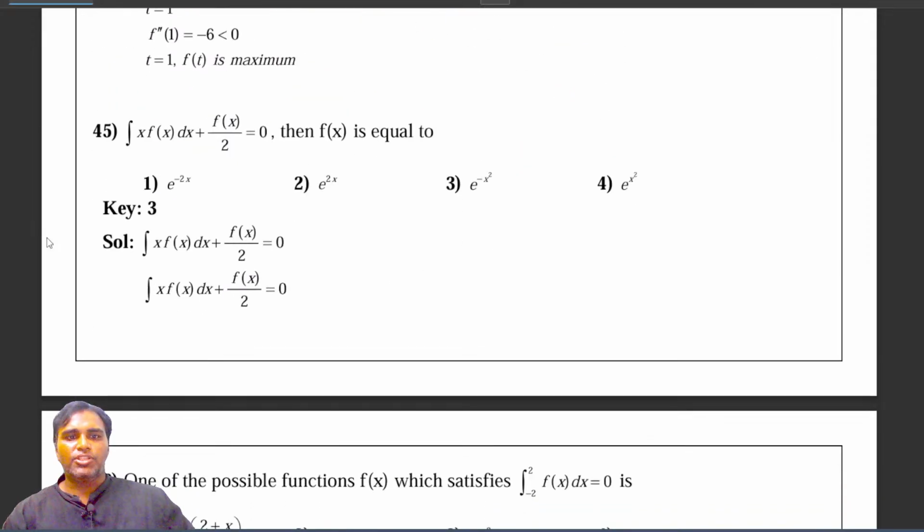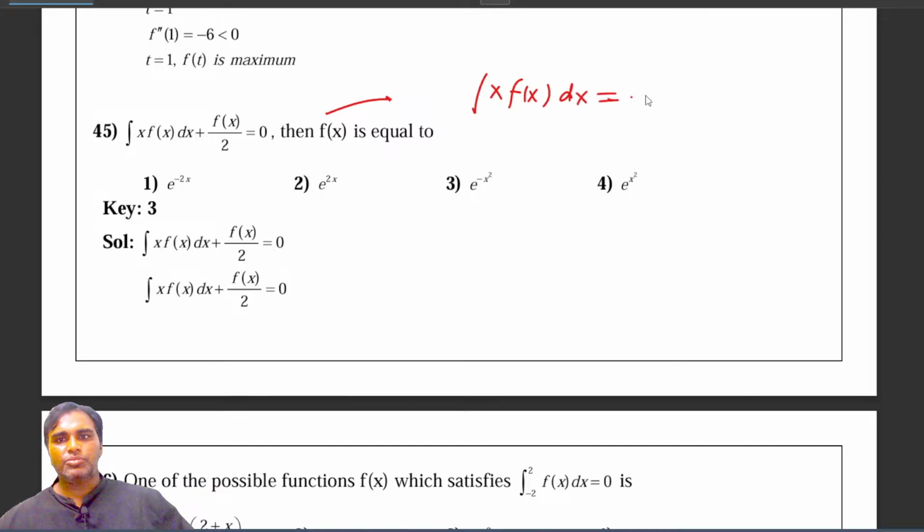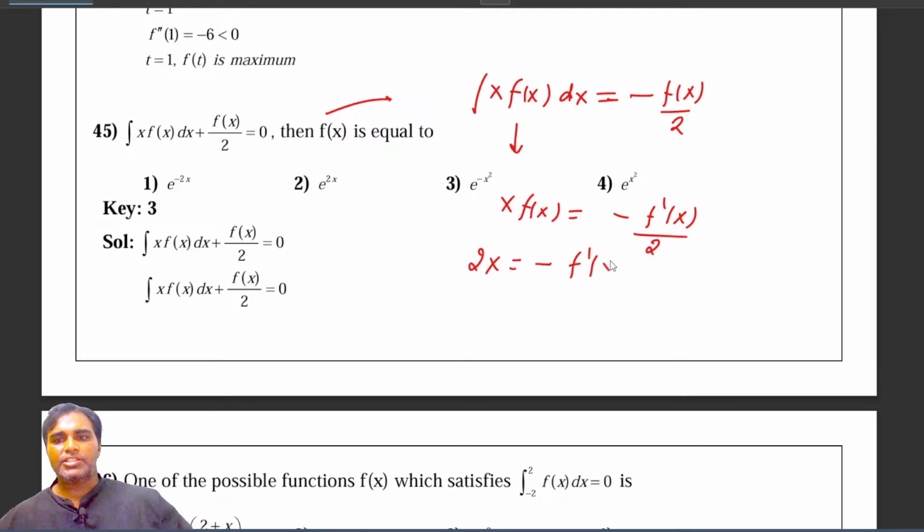45, let's come to this one. 45 is integral of x f(x) dx plus f(x) by 2. So x f(x) dx is minus of f(x) by 2. Now let's differentiate on both sides, so the integration will end here. So it is x f(x) minus f dash x by 2. So we are getting 2x equals minus f dash x upon f(x).